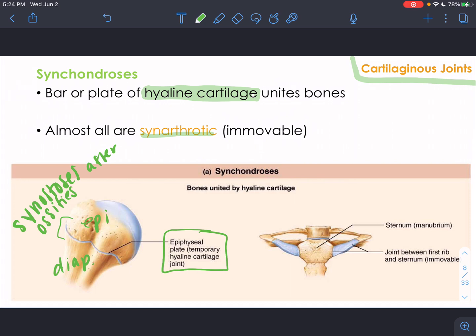And you can also have a cartilaginous joint between the ribs and your sternum. So between the first rib here and sternum, you have a hyaline cartilage connective tissue that is going to hold the ribs to the sternum, which is also considered a cartilaginous joint.